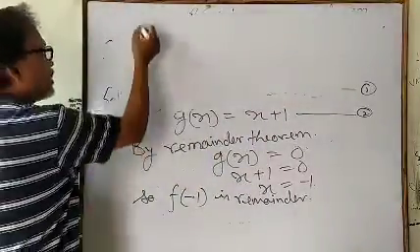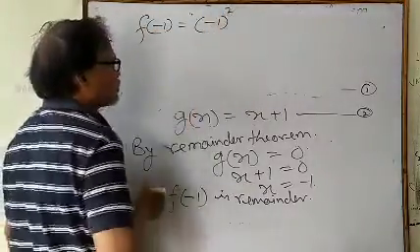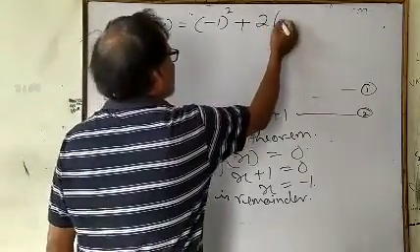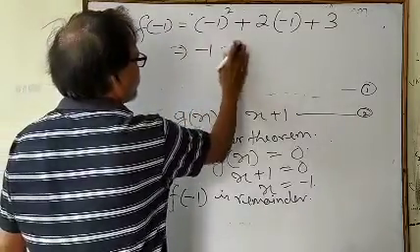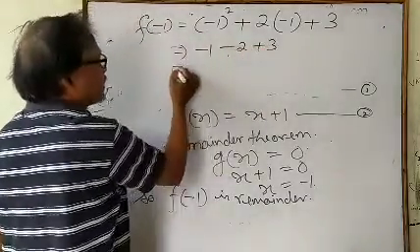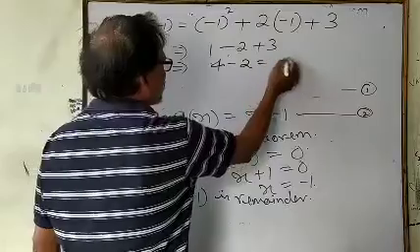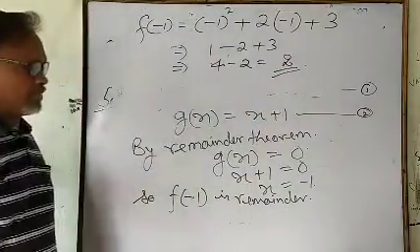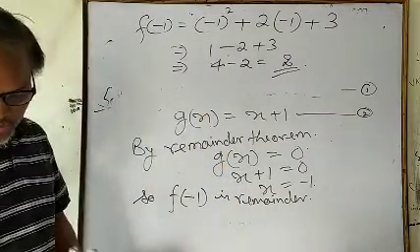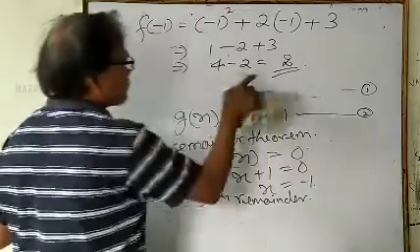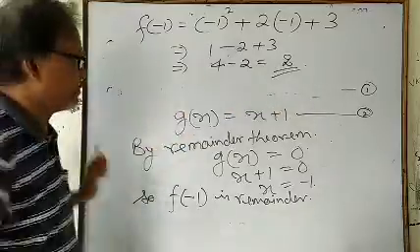f of minus 1 is equal to minus 1 whole square plus 2 times minus 1 plus 3. Then you will get 1 minus 2 plus 3, 4 minus 2 is equal to 2. This is the remainder. It means x plus 1 is not a factor. But in other cases, you can get the factor. This is without actual division. Without actual division, you will get the remainder.